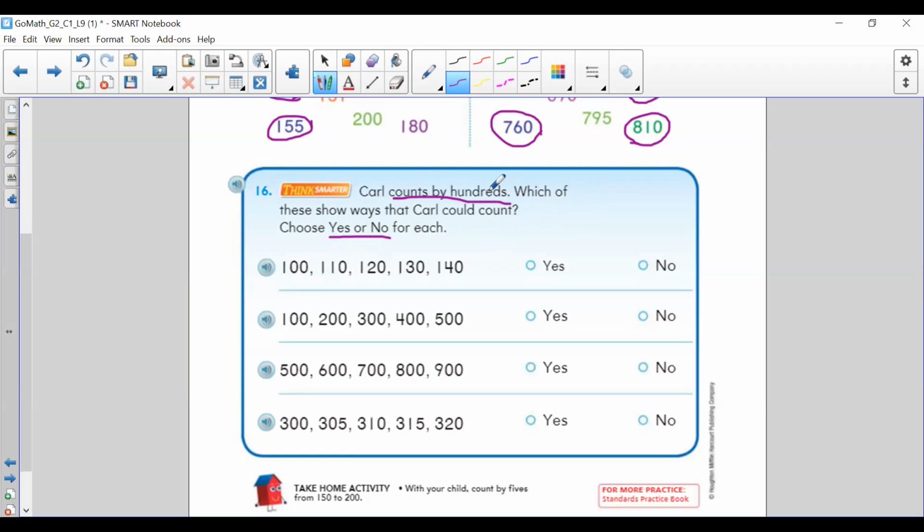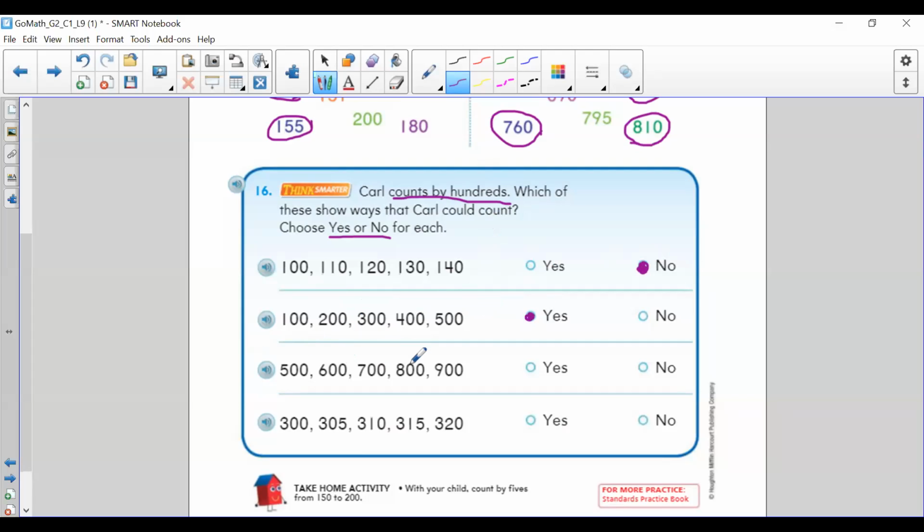Carl counts by hundreds. So 100, 110, 120, 130, 140. What pattern do you see there? Do you see counting by hundreds? No, that's counting by tens. So since we said no, we bubble in no on our paper. 100, 200, 300, 400, 500. What is that pattern? Is that counting by hundreds? Why, yes, it is. So we bubble in yes.